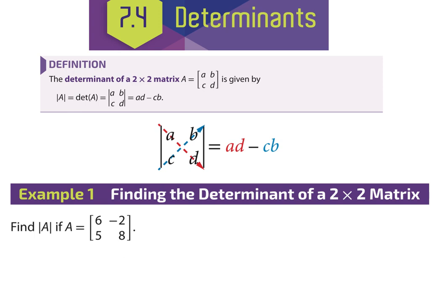Multiply 6 and 8, and subtract 5 times negative 2. Pay attention to your positives and negatives. It is always subtraction between them. However, if you're subtracting a negative, it's going to add. So in this case, you end up with 48 plus 10. Your determinant here is 58. We will use determinants for inverses and such. All right, that is your determinant.